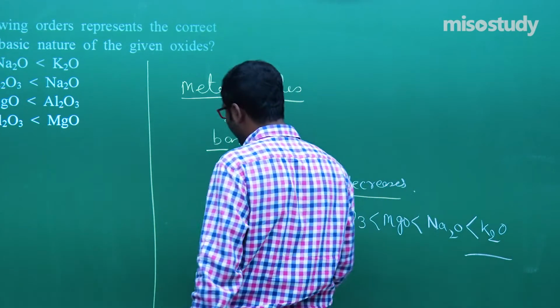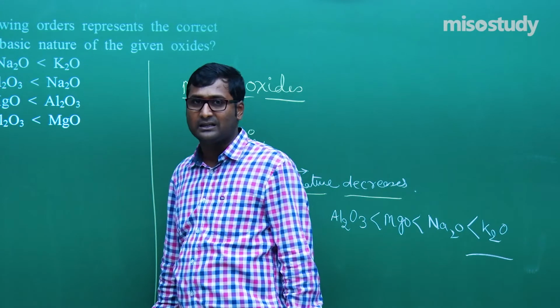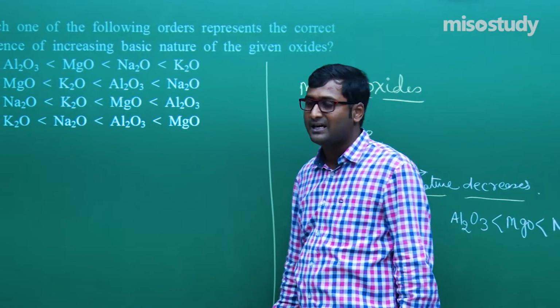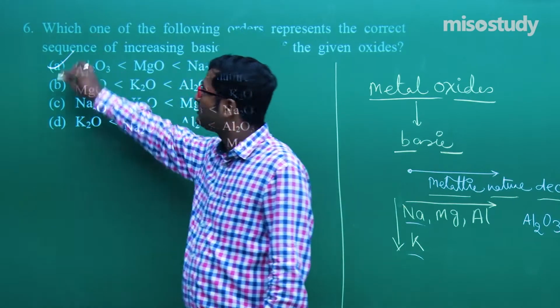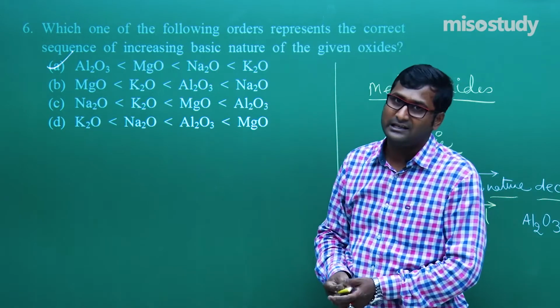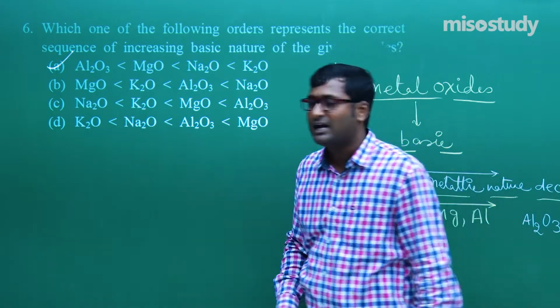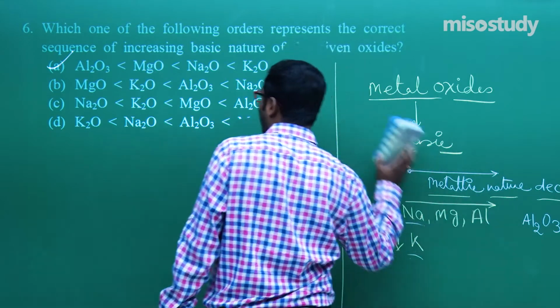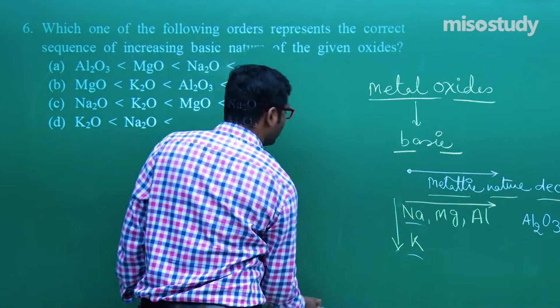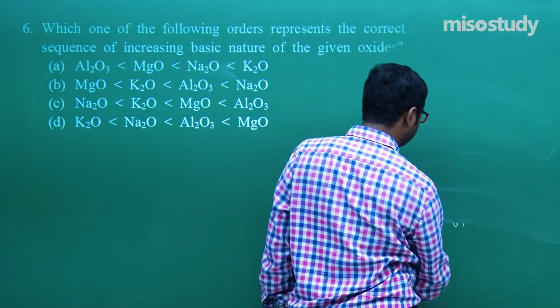This is the sequence. So which option is correct in this case? For question number 6, A is the correct option. Am I right? Yes, you are absolutely right, sir. For question number 6, A is the correct option. Now I'm going to rub this part, friend, and we'll discuss the next question. Wait for a moment.